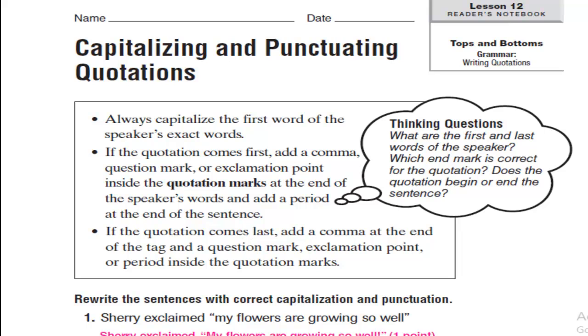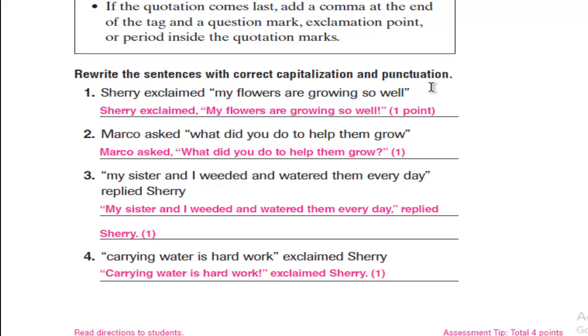If the quotation comes last, add a comma at the end of the tag, and a question mark, exclamation point, or period inside the quotation marks. Make sure that all of these things are inside, with the correct capitalization and punctuation.